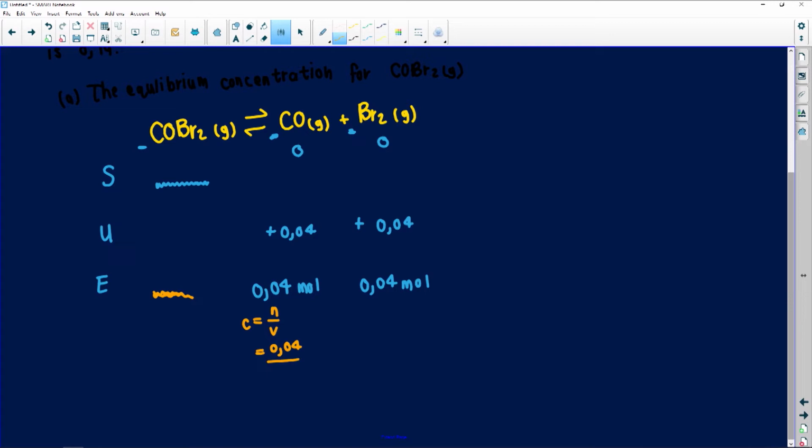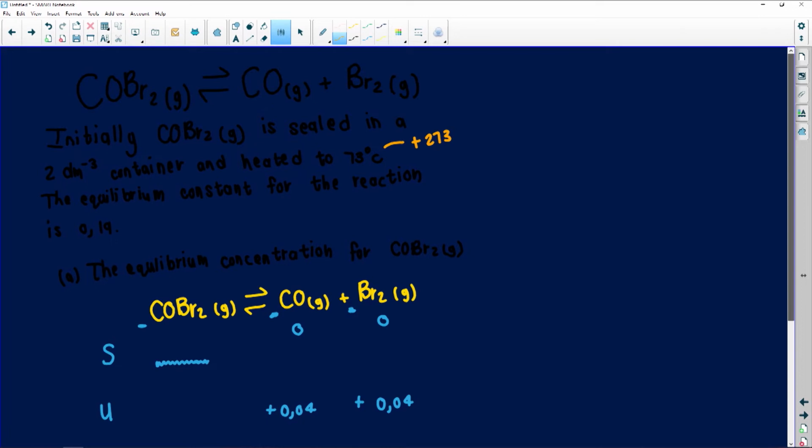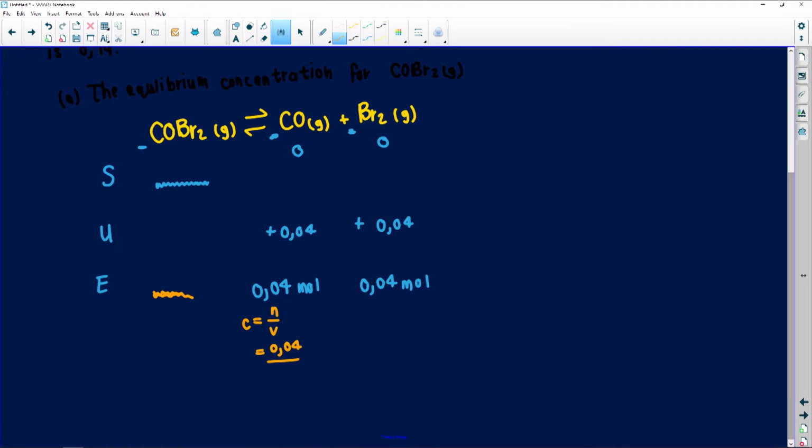And I am told, when we look at the question, that it is in a 2 cubic decimeter container, which is my volume. And we've already established that it's correct. I'm also going to do the same for this one. And then we're going to calculate. n represents your moles, which is 0.04. Remember, these are the moles at equilibrium, at the end of the reaction. All over, it's in the same container. It's also in a cylinder that is 2 cubic decimeters.